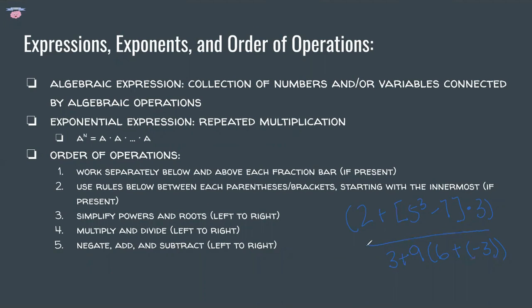First, you'll take the numerator, and the innermost parentheses is this, 5 cubed minus 7. And 5 cubed is 125 if you calculate it. So that'll be 2 plus 118 times 3. And this would just become 2 plus 354, so it'll become 356.